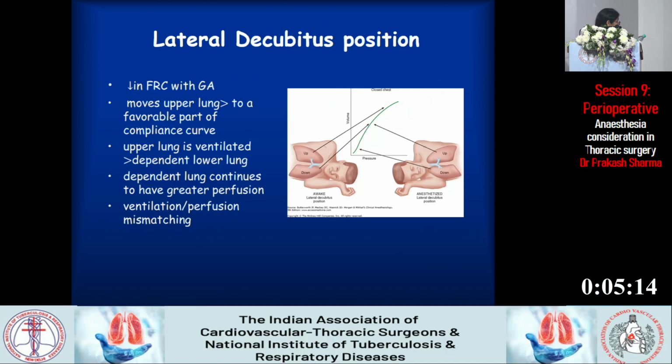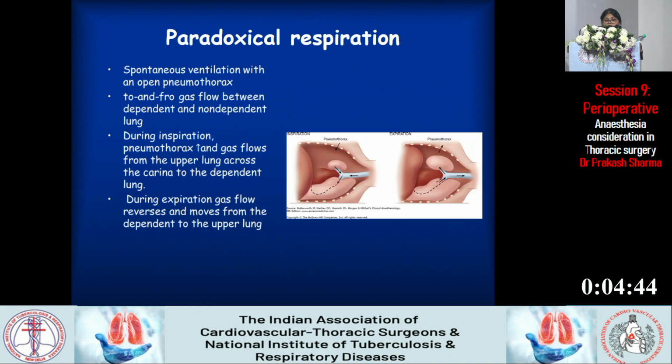Now the positioning during anesthesia for thoracic surgery is of utmost importance. That is when we place the patient in a lateral decubitus position and we anesthetize the patient. Once we anesthetize the patient, we realize that the upper lung is ventilated more, it is more compliant, whereas the dependent lung receives greater perfusion, leading to a ventilation perfusion mismatch. That is the cause of the hypoxia which we deal with during one lung ventilation.